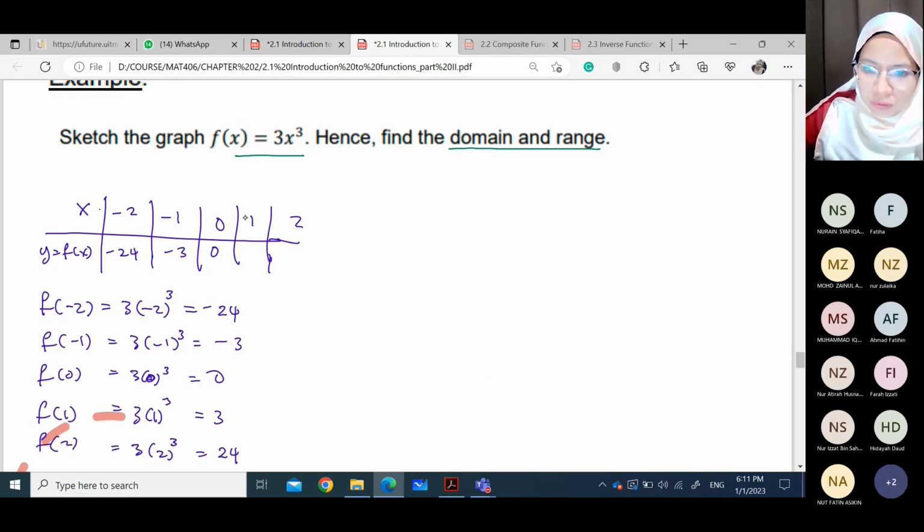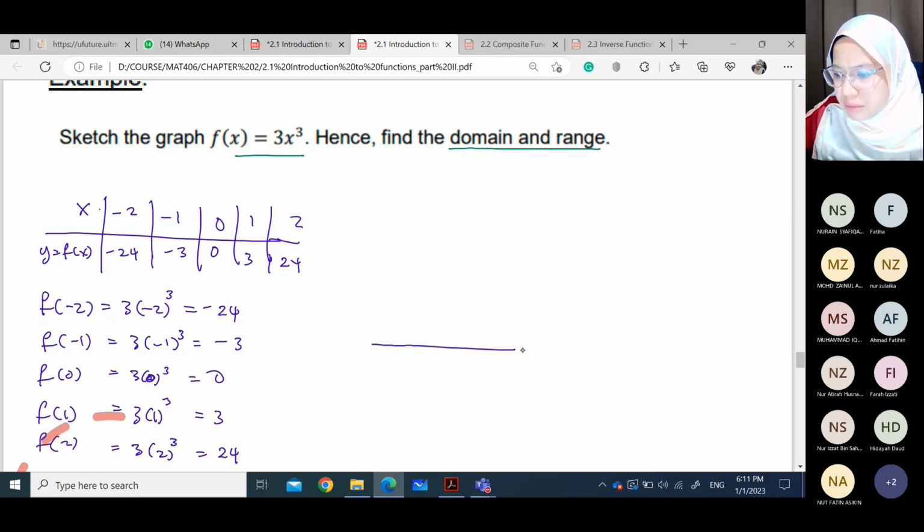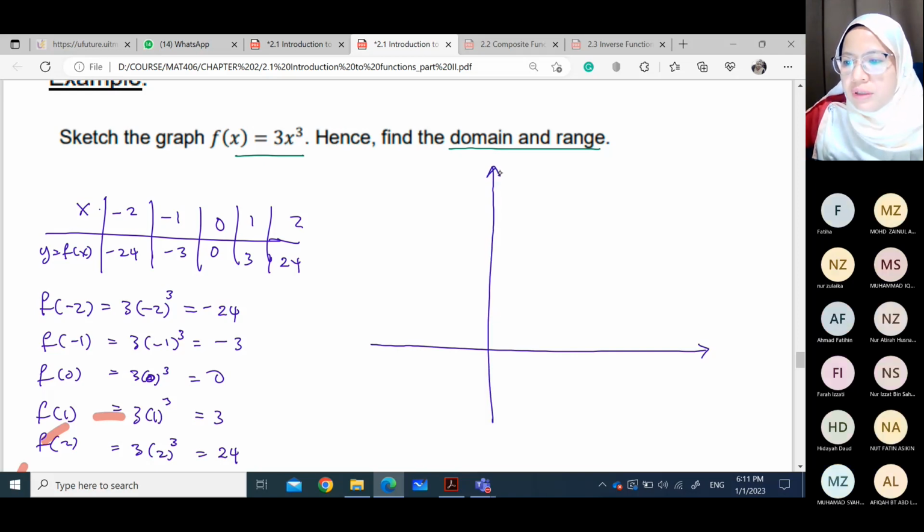Okay. So domain 1, x equals to 1. So the range here is 3. And for domain 2, the range here is 24. Okay, so next kita plot graph. Okay, plot sama-sama. Baru seronok ramai-ramai plot. Kan?